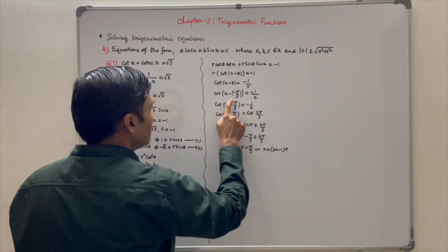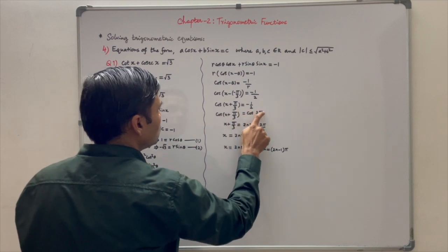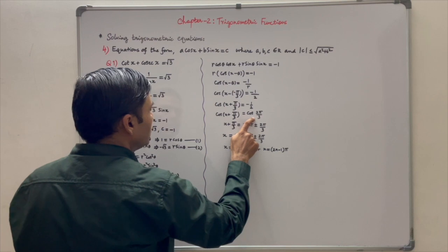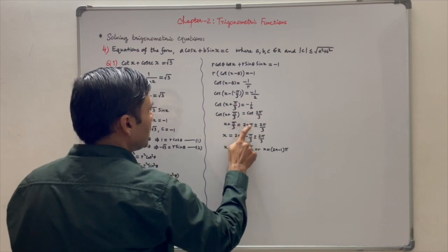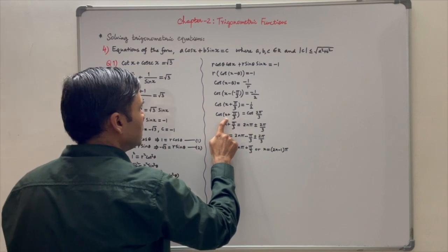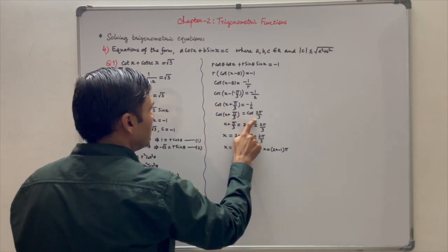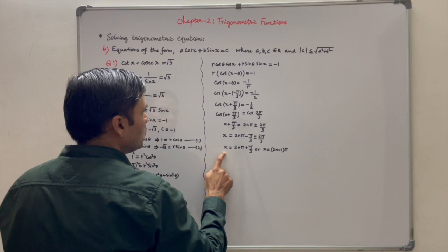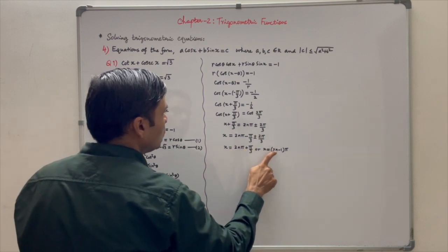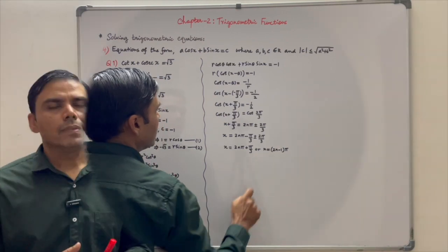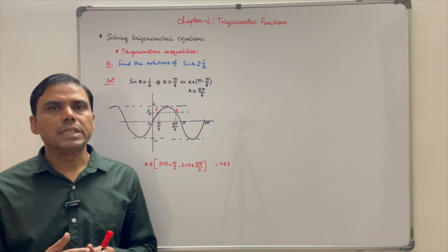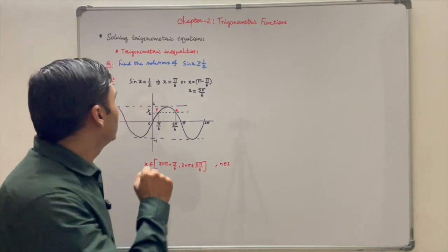Minus 1 by 2 in cos form can be written as cos 2 pi by 3. Now it is cos theta is equal to cos alpha, so theta is equal to 2n pi plus minus alpha. Here theta is equal to x plus pi by 3 and alpha is 2 pi by 3. So x comes out to be 2n pi plus pi by 3 or x is equal to (2n minus 1) pi. Now let us see how to solve trigonometric inequalities with the help of this question.